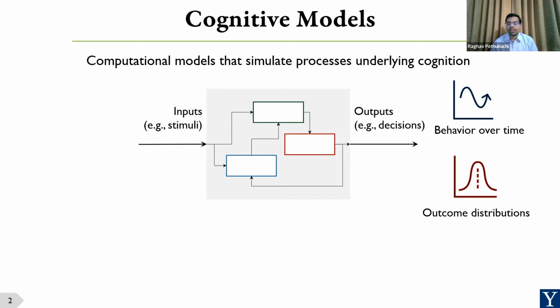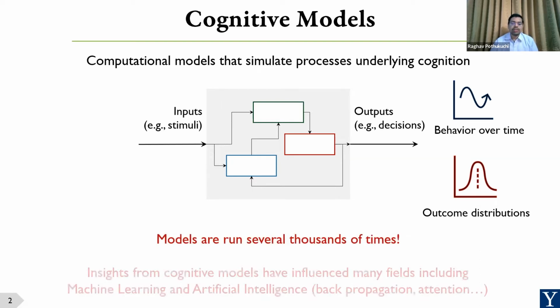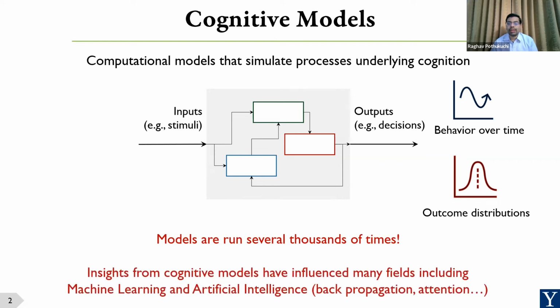For example, how decision-making evolves over time and when decisions are arrived at. The models are also used to collect distributions of outcomes when they contain stochastic elements, which happens frequently. To obtain these types of information, the models are run several thousands of times. Insights from cognitive models have been influential not only in the brain and behavioral sciences, but also influenced the fields of machine learning and artificial intelligence right from their inception.